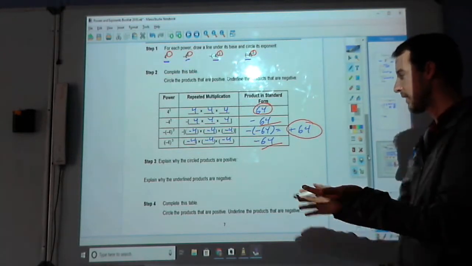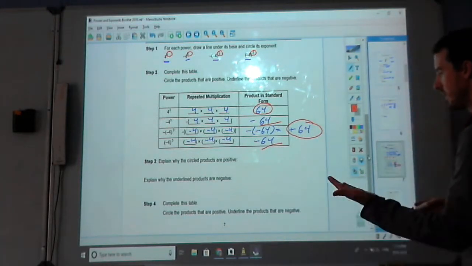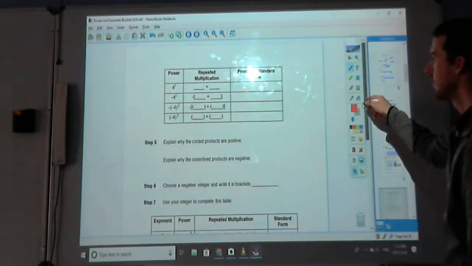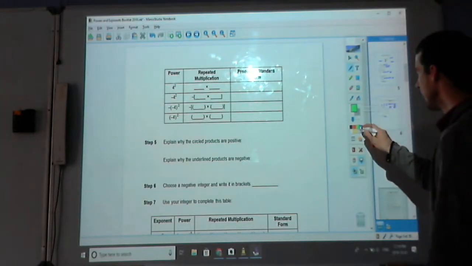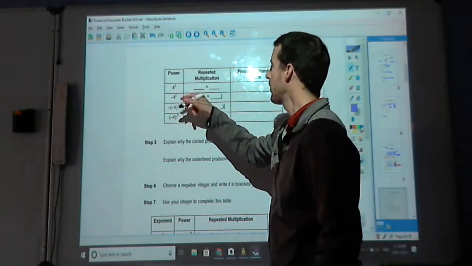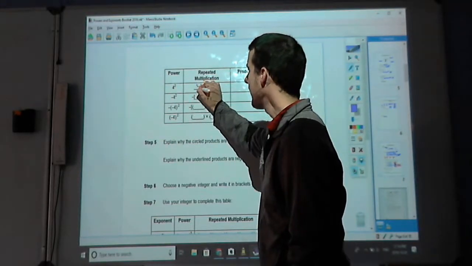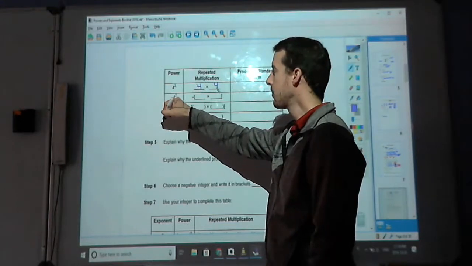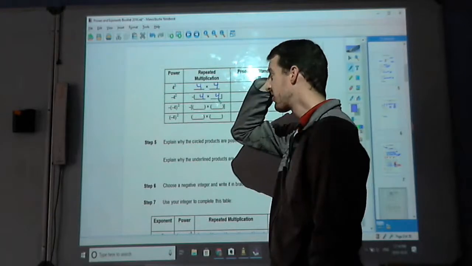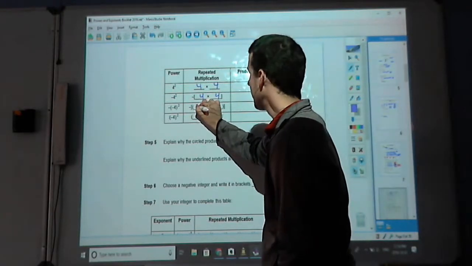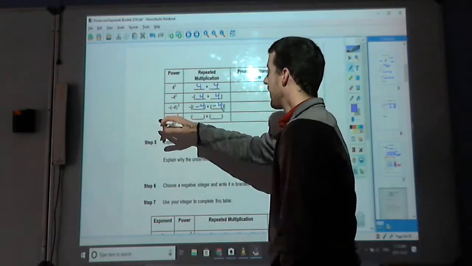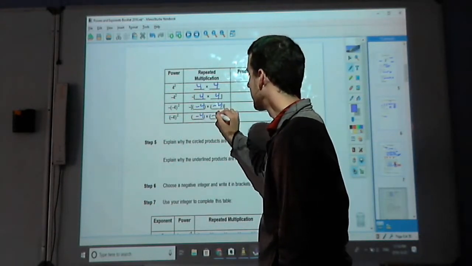Step 4, complete this table. Same thing, circle the positives, underline the negatives. So we're going to try this one now. Same idea, so we keep all of the same rules in mind. Here we have 4 to the power of 2. The base is 4, so that's what we are repeating. Here the base is still 4. The negative is on the outside. It's extra from the base. Here we have negative 4 times negative 4 and a negative outside. And then here we have just negative 4. Nothing extra to worry about.